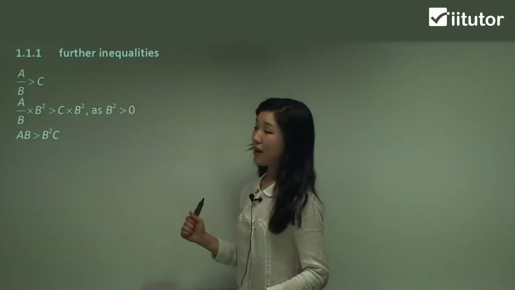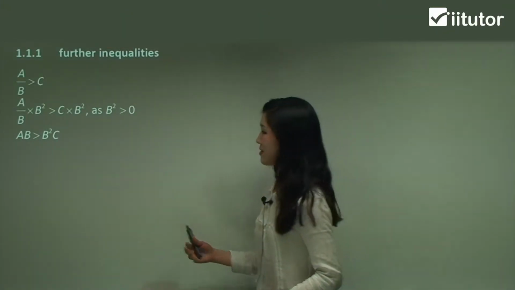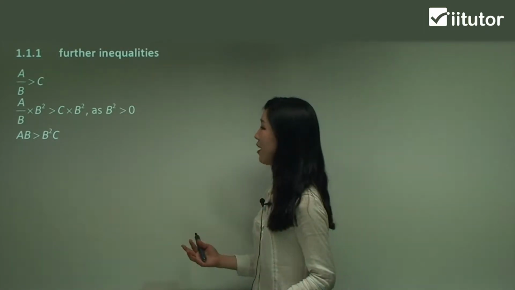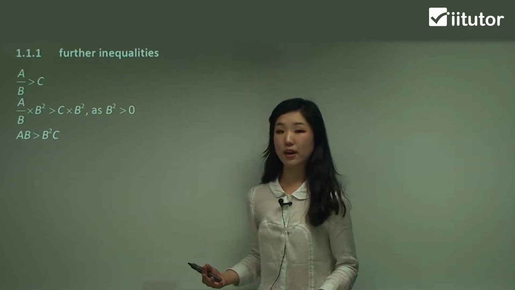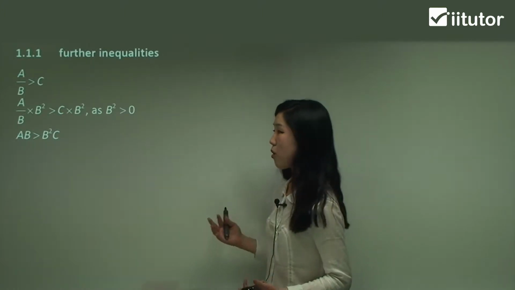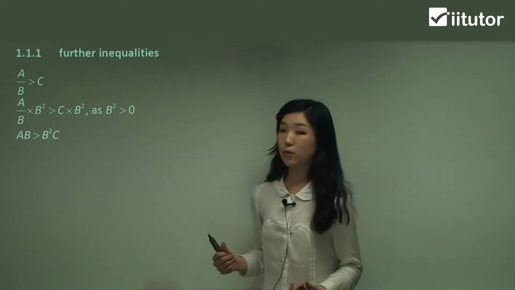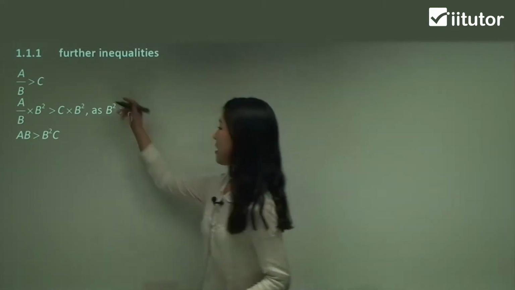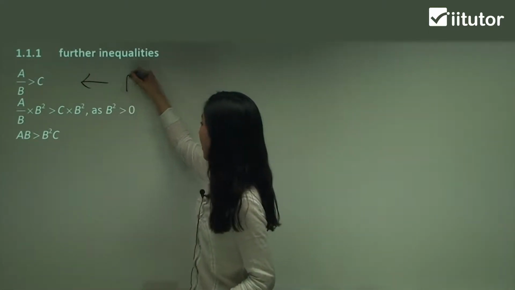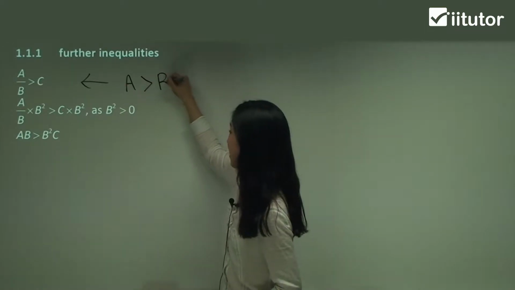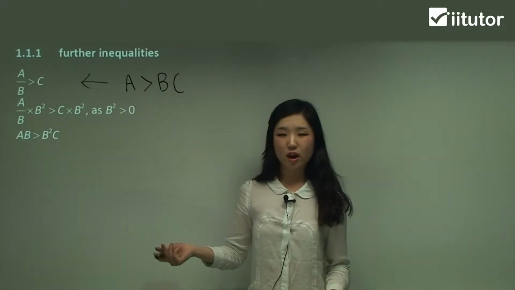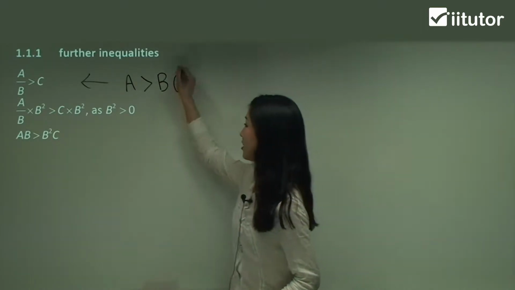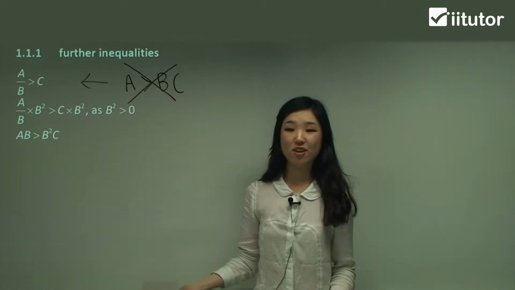So I'll show you by introducing an inequality that says A over B is greater than C. Now, if we were to solve for that inequality, I know a lot of you will start off by multiplying both sides by B and then obtain A is greater than BC. But please note, guys, you cannot do this. This is incorrect. You cannot do this.